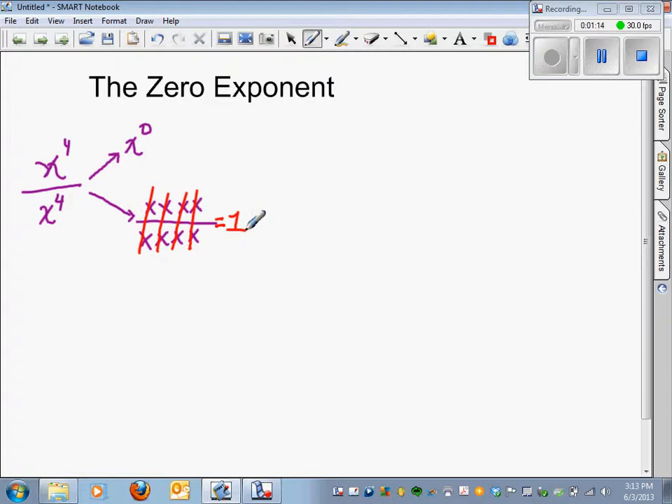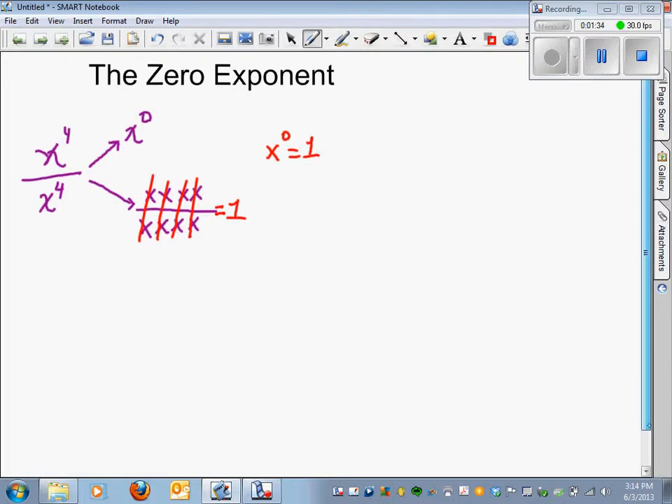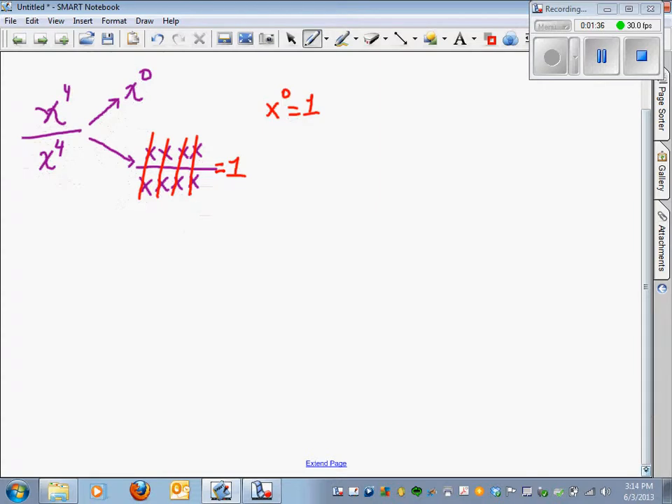So since x to the fourth over x to the fourth has to equal x to the 0 according to our exponent rules, and since x to the fourth over x to the fourth has to equal 1 according to the idea of division, that means that x to the 0 has to equal 1. You can do this with any number as your base and any exponent. It doesn't matter what it is.